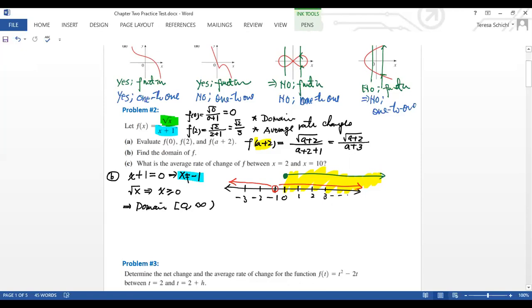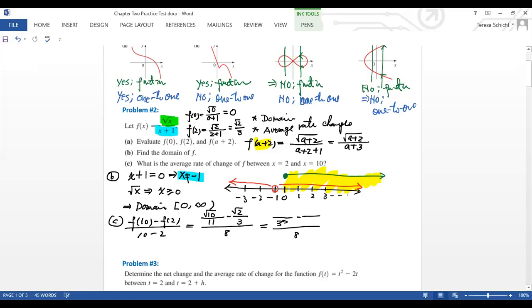All right, now let's take a look at part C. They ask, what is the average rate of change from 2 to 10? So you say f of 10 minus f of 2, then divided by 10 minus 2. That is how we define the average rate of change. So here you will have square root of 10 over 10 plus 1, which is 11, minus square root of 2 over 3. What do you divide by here? 8, right? In here, you basically just need to do a little bit of algebra.